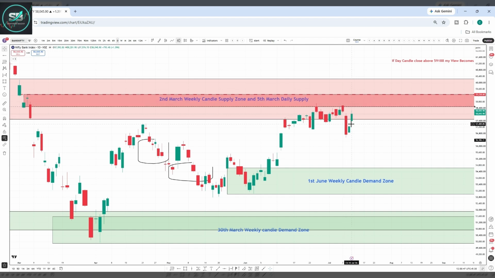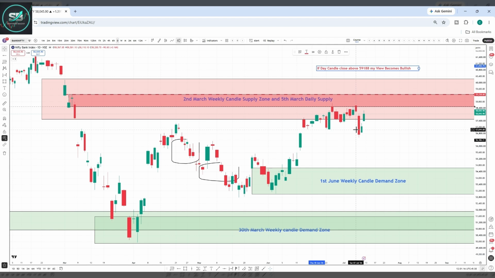So now again, price came to the supply zone, the weekly and daily supply zone. Still, I am not bullish in Bank Nifty unless and until it closes a daily candle above this level, 59,188. If it closes above this level, it means it is closing above the daily supply zone, and also closing above the weekly candle body high. Okay, so now this is the daily demand zone, supply zone.